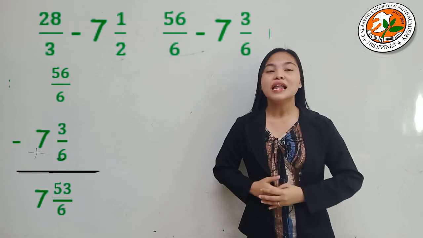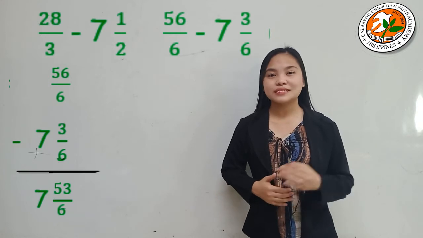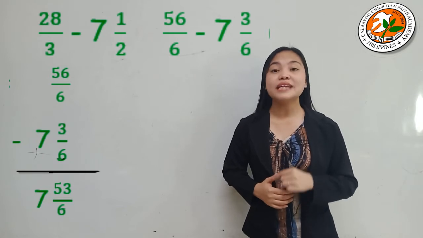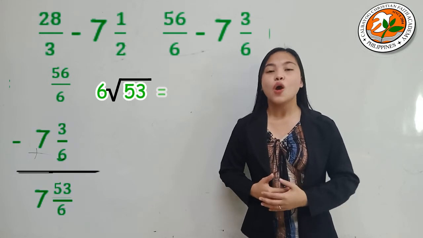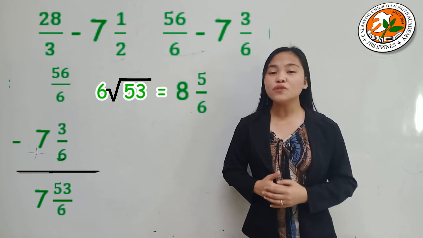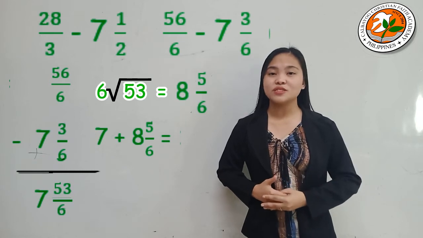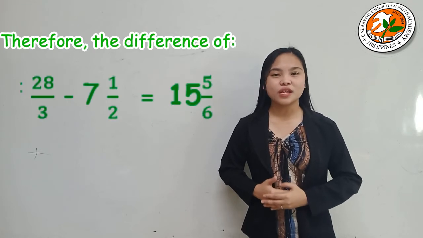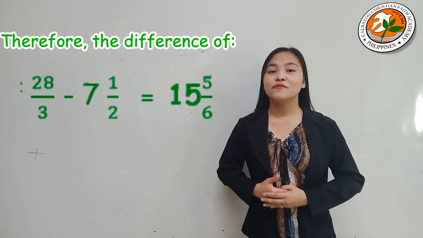The fourth one, let's write our answer in simplest form. Since we have here 7 and 53/6, 53/6 is an improper fraction, so we need to divide 53 by 6, which is equal to 8 and 5/6. Since we have a whole number which is 7, let us add 8 and 7, which is equal to 15. So therefore, the difference of 28/3 minus 7 and 1/2 is equal to 15 and 5/6.